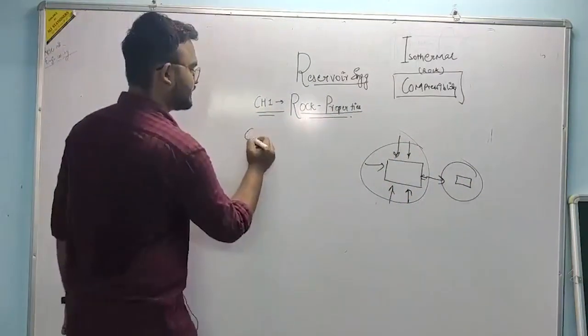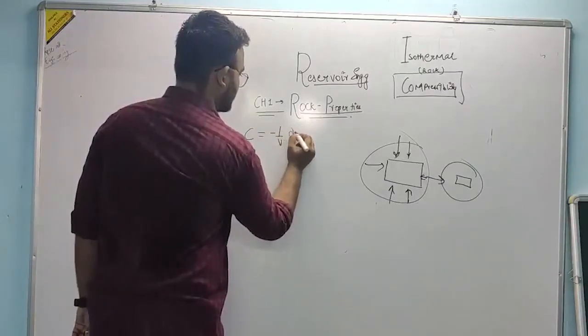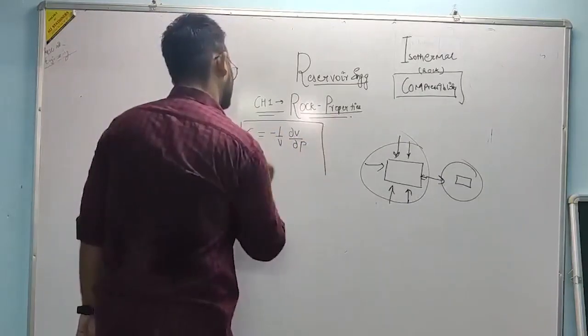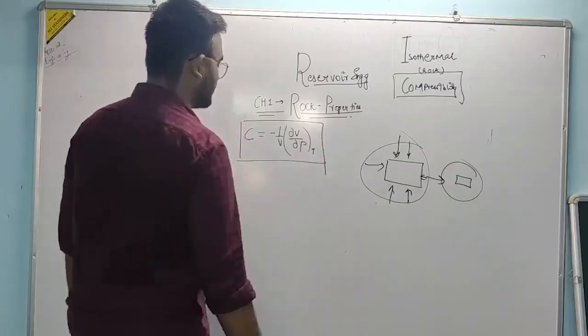So the official definition of compressibility is minus 1 by V, del V upon del P, and not to forget, at constant temperature. Why constant temperature?